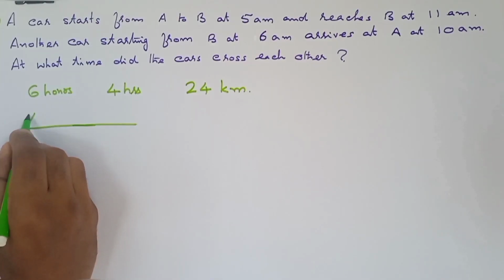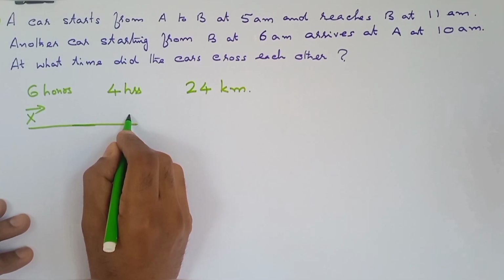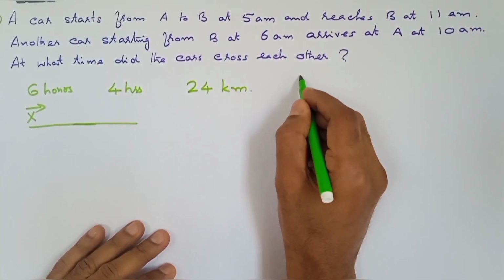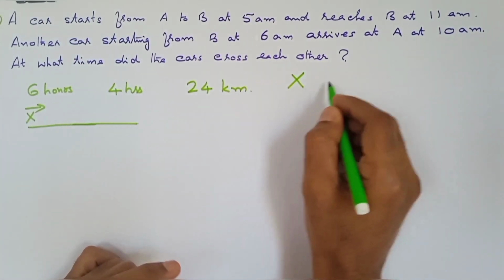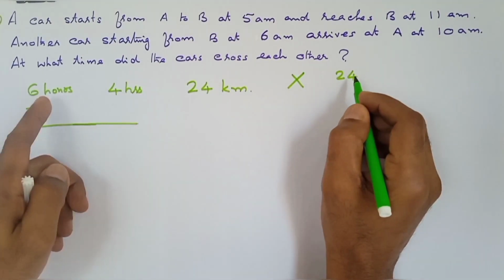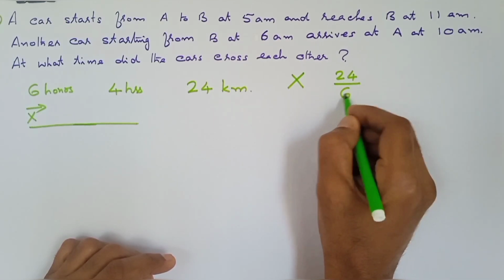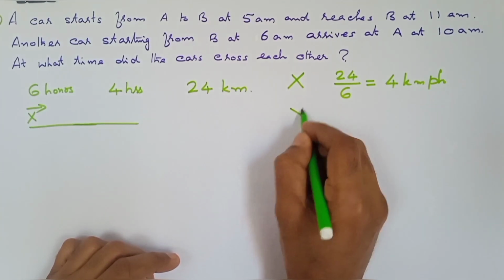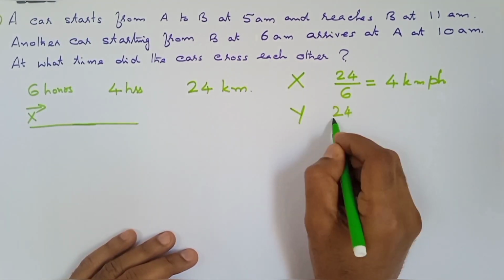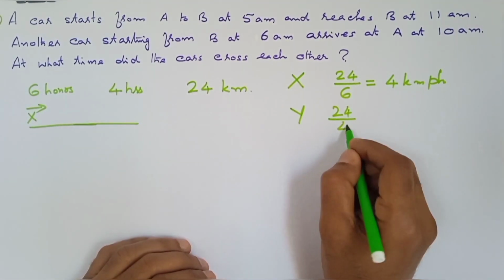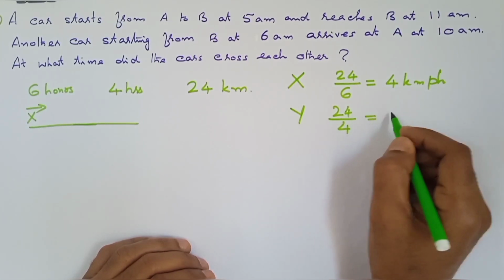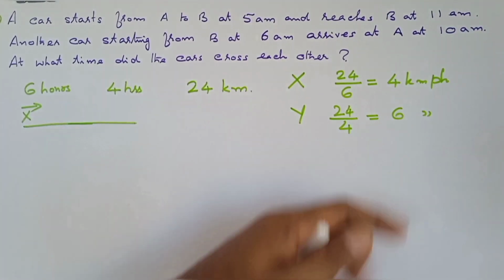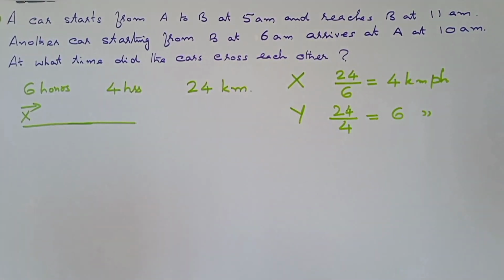The first car, let's name it X. The second car, Y. If the distance is assumed to be 24, you can work out the speeds of the cars. What will be the speed of car X? That will be 24, it's taking 6 hours. So distance by time, that is 4 km per hour. This is the speed of car X. Again, speed of car Y will be 24 by 4 hours, so distance by time is speed, which is 6 km per hour. So we got the speeds of the cars as 4 and 6 km per hour.